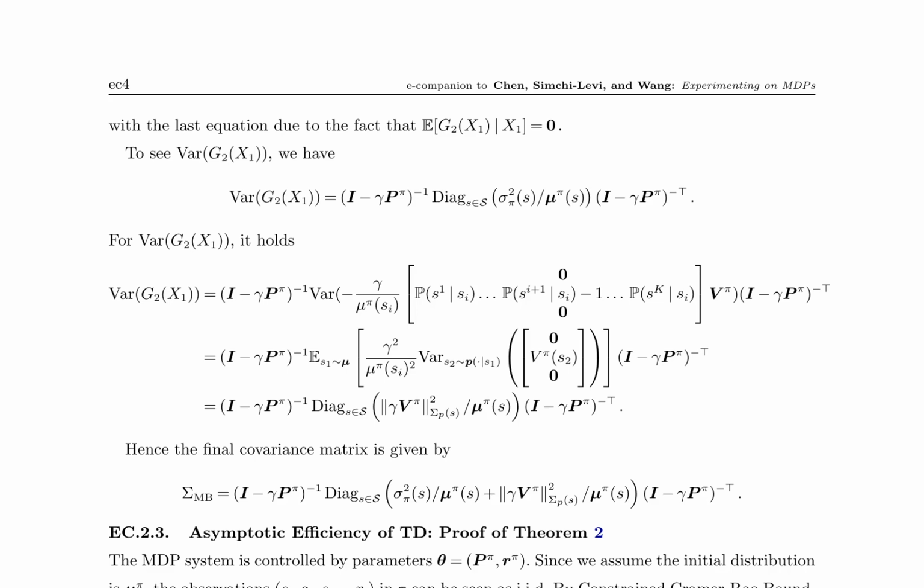The variance of g2 is computed as the inverse of I minus gamma P^π, multiplied by the diagonal matrix of sigma_2^π(s) μ^π(s), and the variance of the value function v^π.